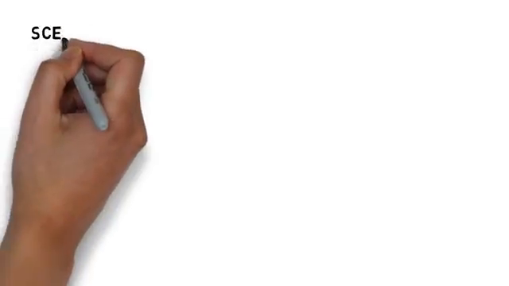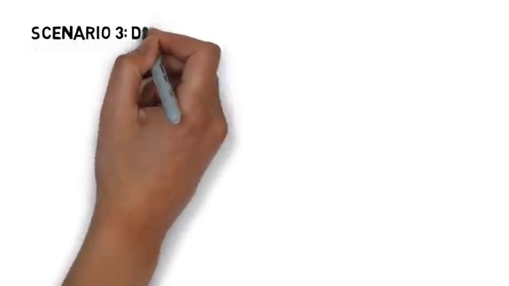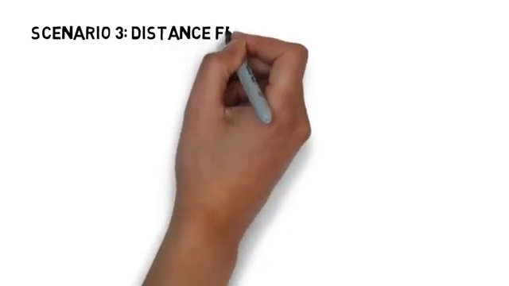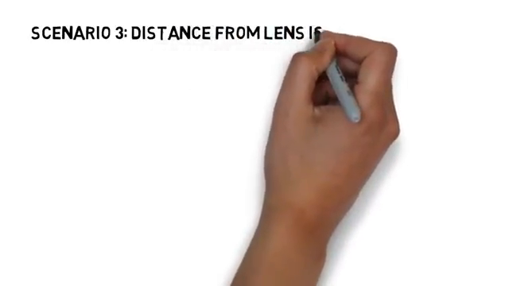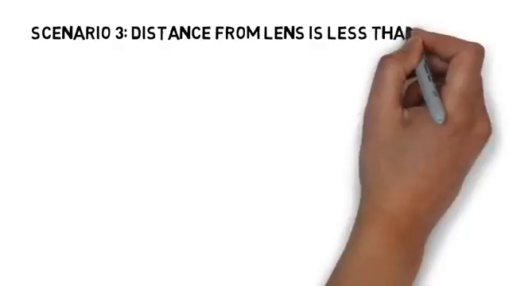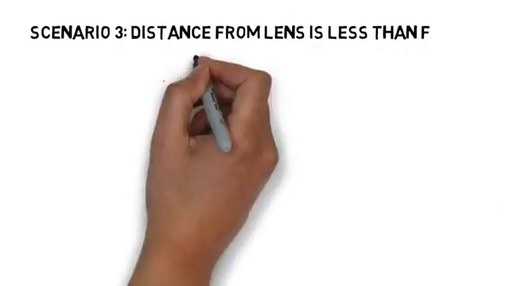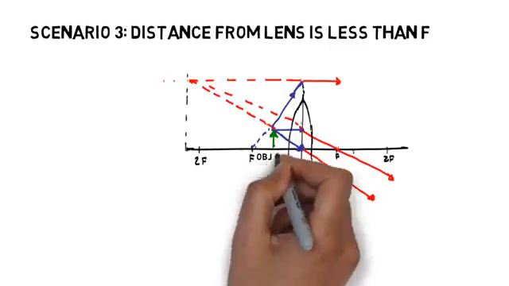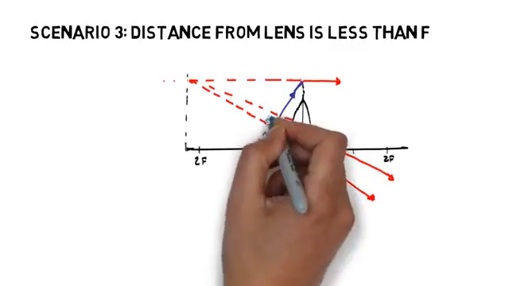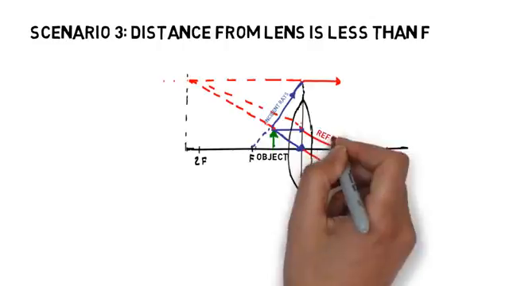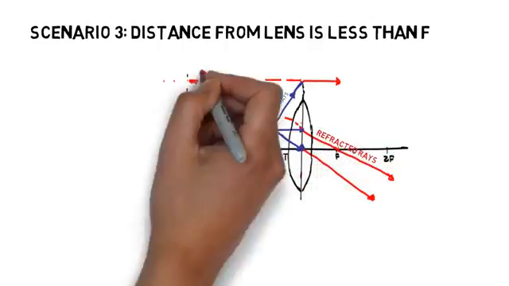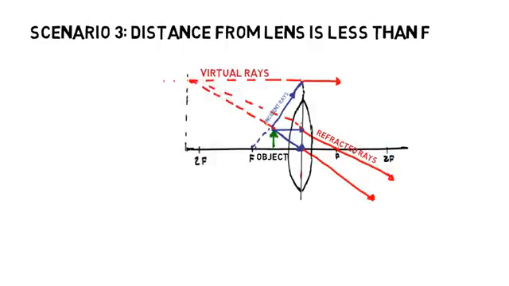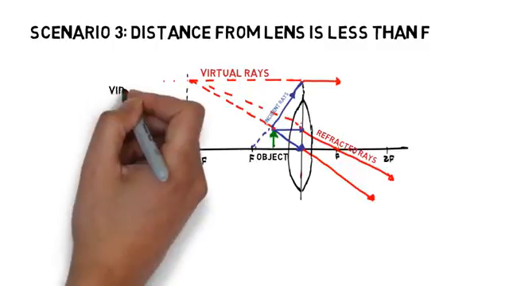In our third scenario, which is a bit more complicated, the object distance from the lens is less than the focal point. Here we have another diagram where we once again have our object, our incident rays, and our refracted rays, but this time we have virtual rays and a virtual image.